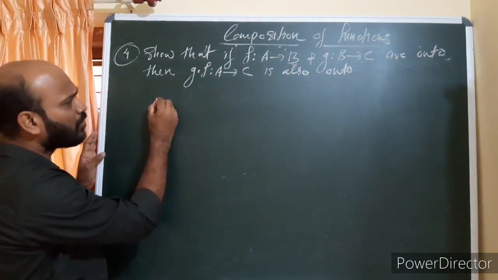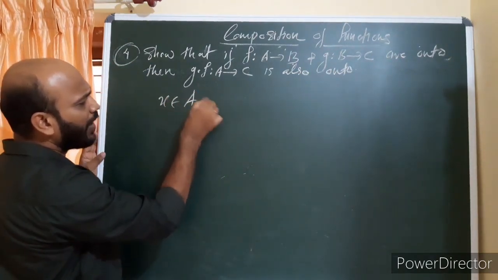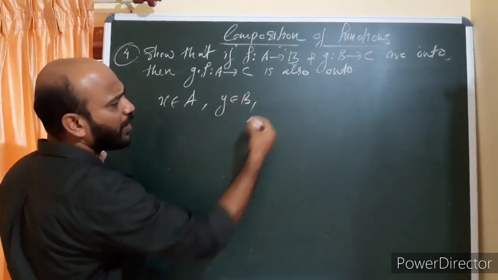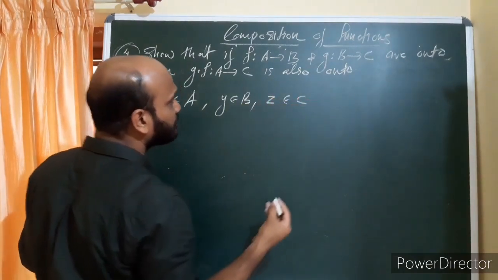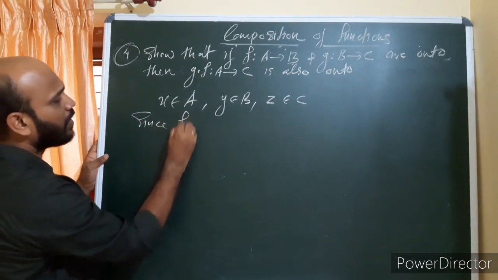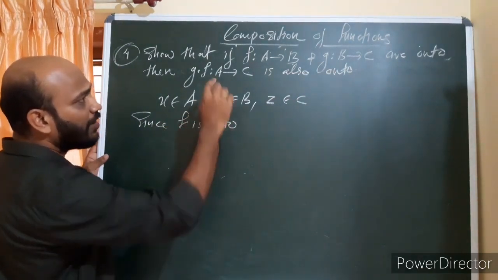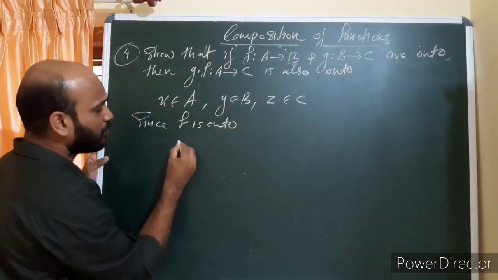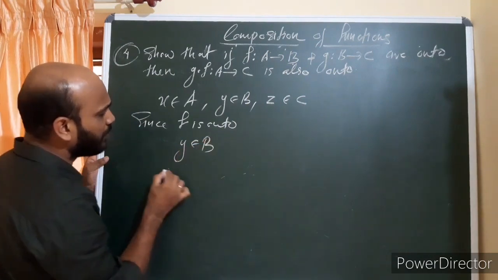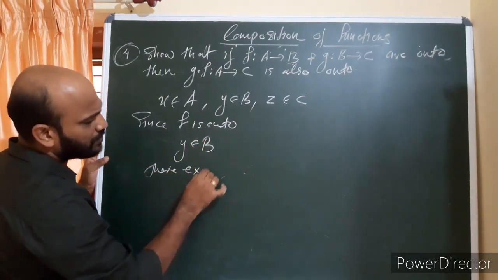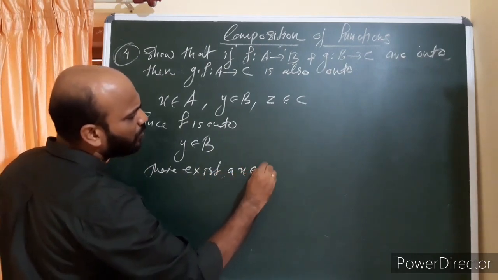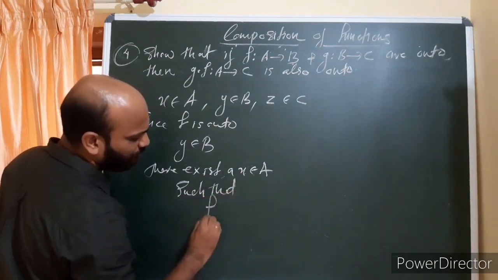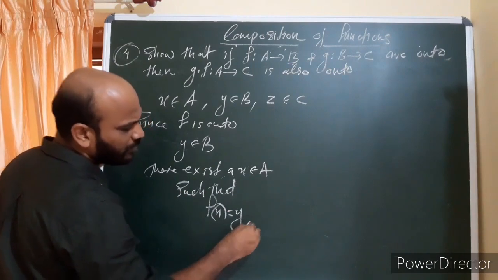So we can take an element of A as x, an element of B as y, and an element of C as z. Now, since f from A to B is onto, that means for any element in B, we can find one x here. So for every y belonging to B, there exists x belonging to A such that f of x equal to y.